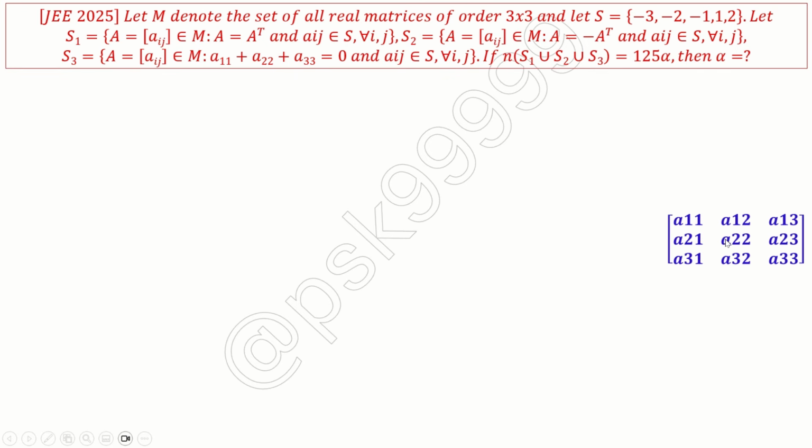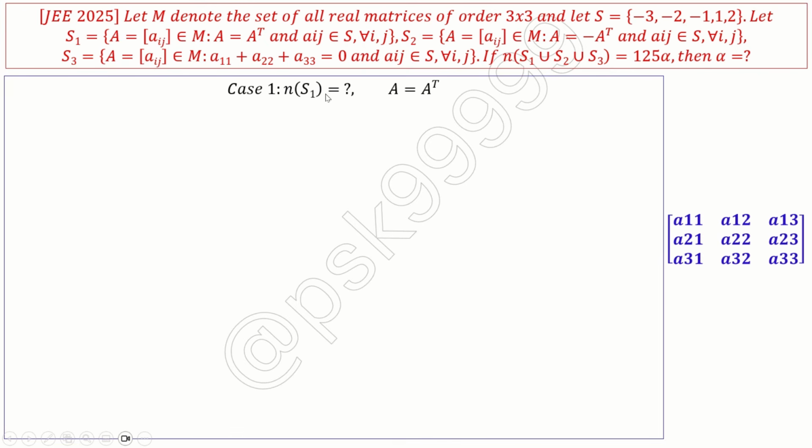Diagonal elements are A11, A22, and A33. So for transpose, this is very, very important. First thing is, let's check for S1. That is case 1, the number of elements in S1. The condition given is A equal to A transpose. So if A equals A transpose, that means A11, A22, A33 can be anything, because A and A transpose will have the same diagonal elements, correct? The only thing is A12 equal to A21, A13 equal to A31, A23 equal to A32.